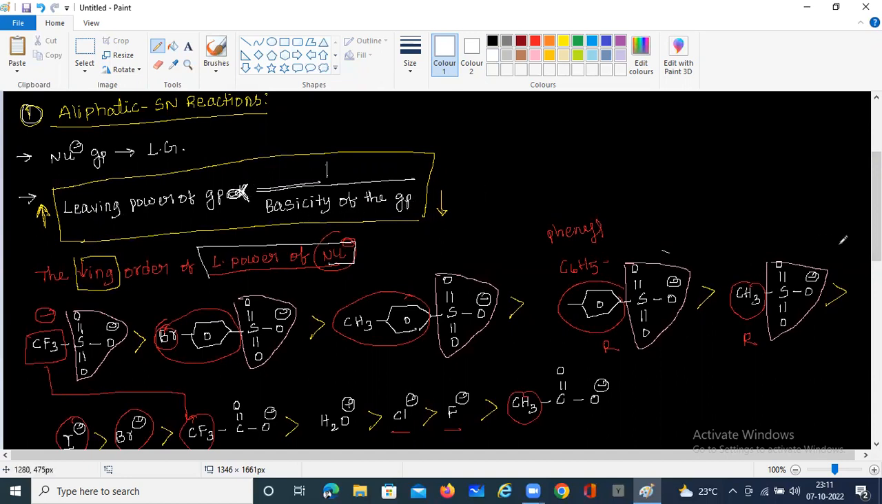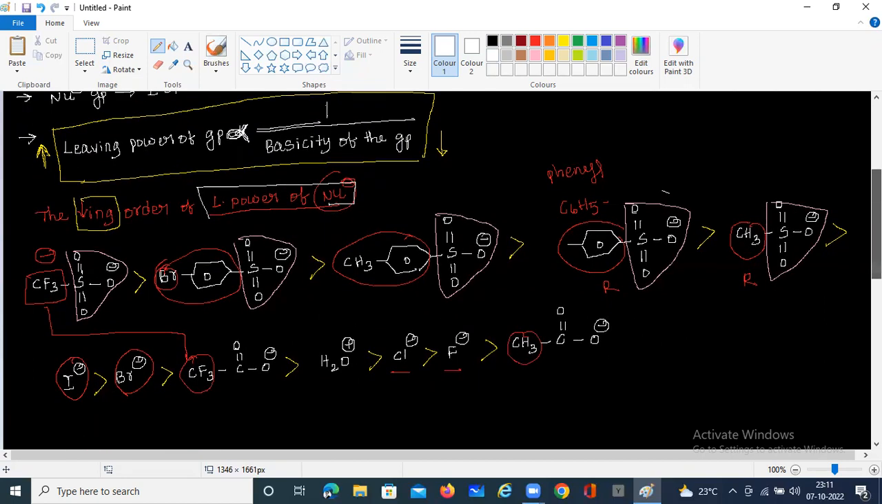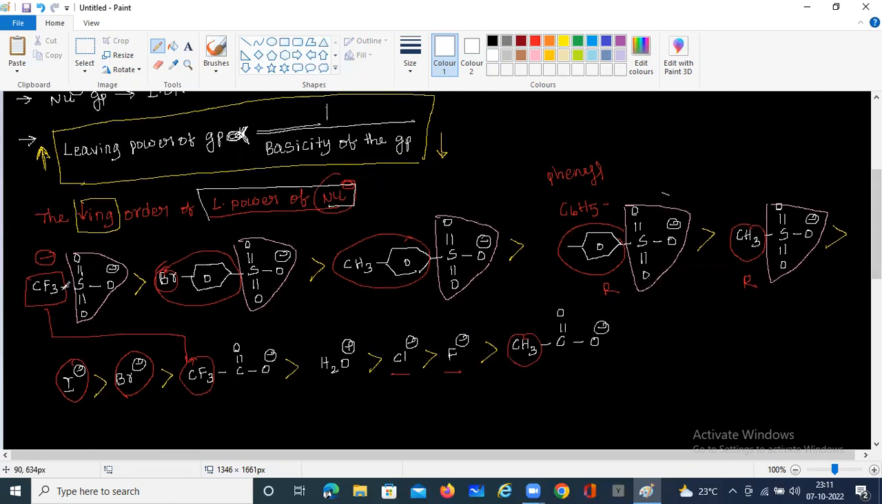Basicity of the group. So see, if this leaving power is more, that means the compound's basicity will be low.